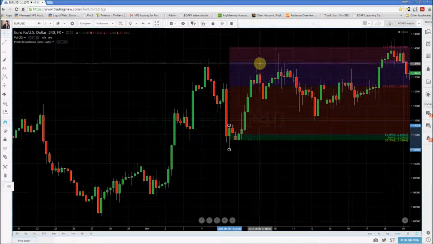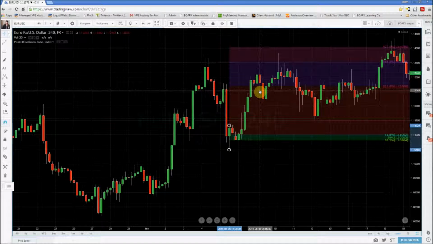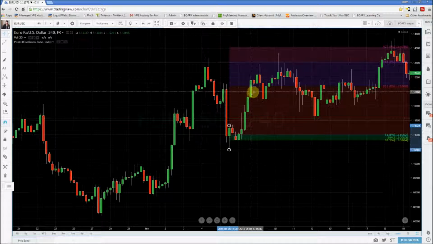Now, if we start to get rejection and it turns around, we can safely say that by the time this candle opens and turns red and makes a new low, that it's time to exit the trade. So we'd exit at this place at the latest. Okay.